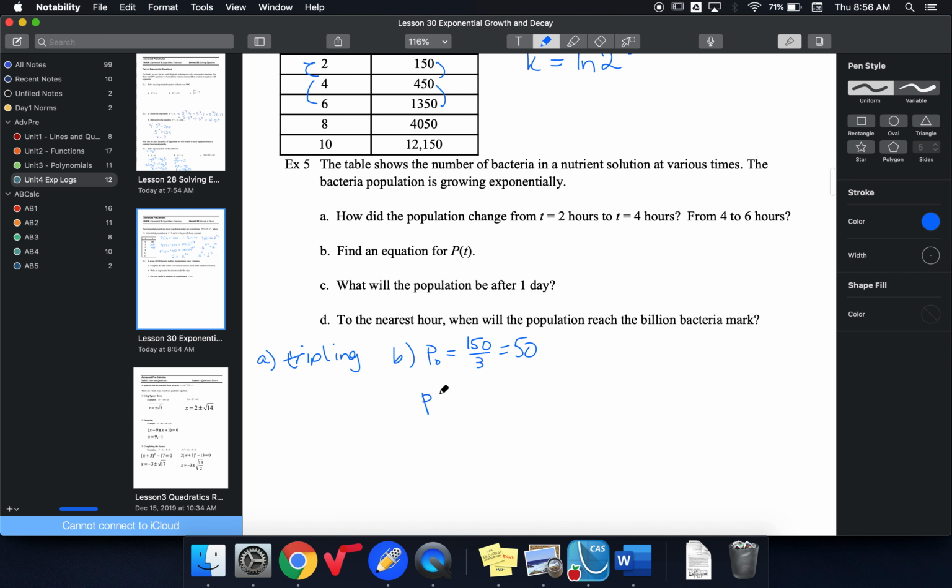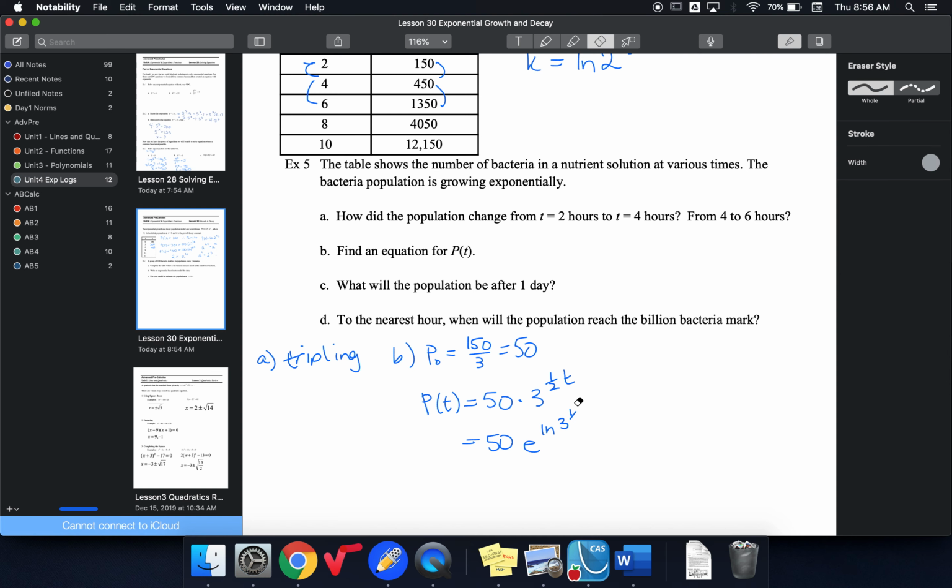So I could write my equation as initial population times tripling every 2 hours times time. But of course, I can rewrite this bit as e to the ln of 3 to the 1/2, all times t. So either one of those is equivalent. There's my equation for P of t.